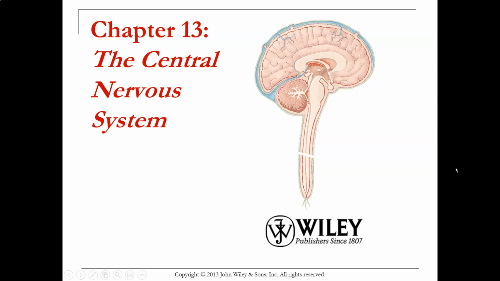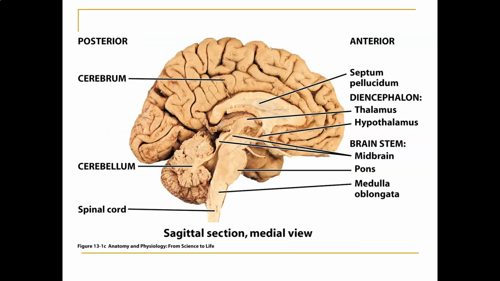In this lecture, we're going to talk about the brain, part of the central nervous system, and we're going to be focusing on the major regions and their functions. So recall in the last lecture we talked about neurons and how they communicate with each other through nerve impulses, such as action potentials. So here we see an actual sagittal section of a brain.